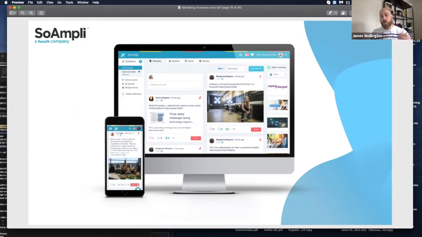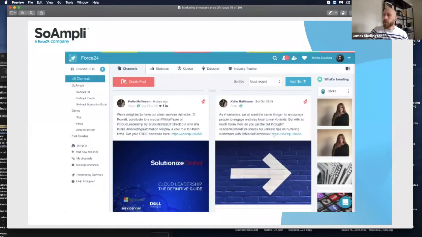Also, we can have channels within this. So if you think about, as an example, a digital agency, you may have a PPC channel where all of the PPC content comes in, an SEO channel where the SEO content goes, sales, it may be PR, and make sure that it's segmented down so that it's easily accessible to everybody in the business who can start to figure out what they want to be talking about and what is relevant for their network at that time.